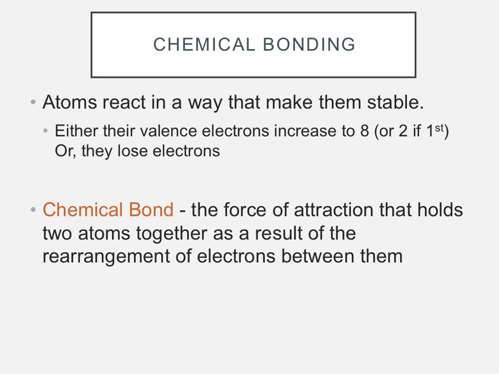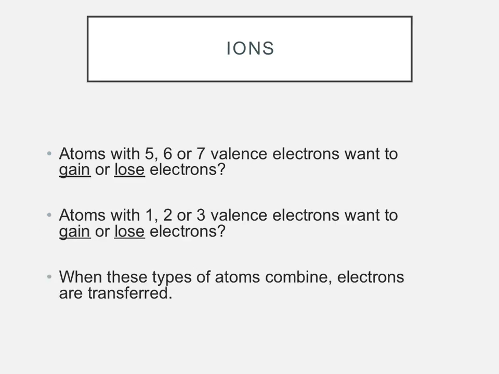A chemical bond is the force of attraction that holds two atoms together because of a rearrangement of the electrons between them. So basically what this means is you've got this force that's created when we move electrons around between two atoms, and that force is going to hold the two atoms together. So let's start with ions.